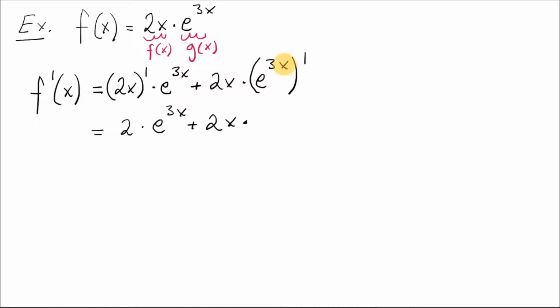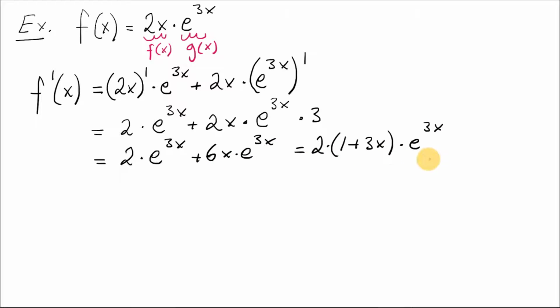Here we can use that this is a composition of two functions. We have the outer function e raised to the power of something, and the inner function 3x. So first we have the outer derivative, e raised to the power of something. Then we have the inner derivative, which is just the derivative of this one, which simplifies to this, which we can write as this if we factorize out the 2 and e raised to the power of 3x.